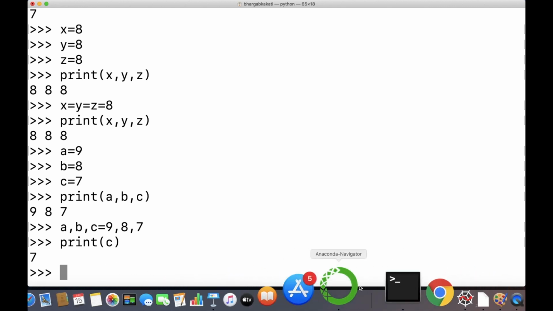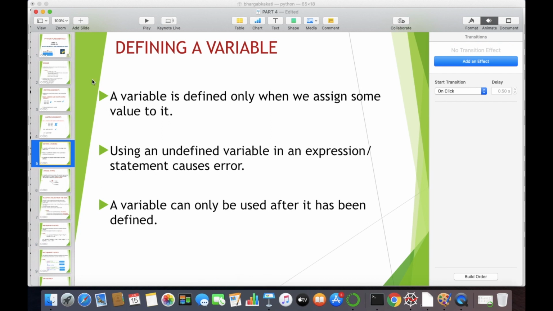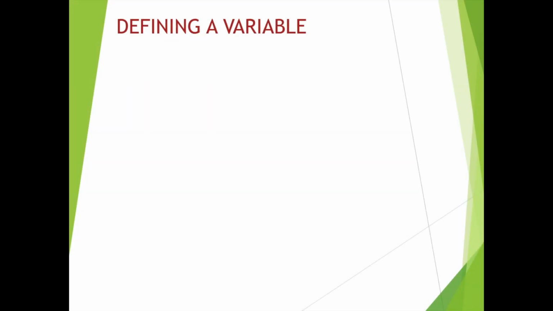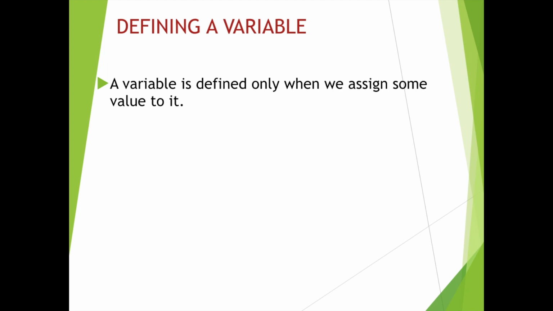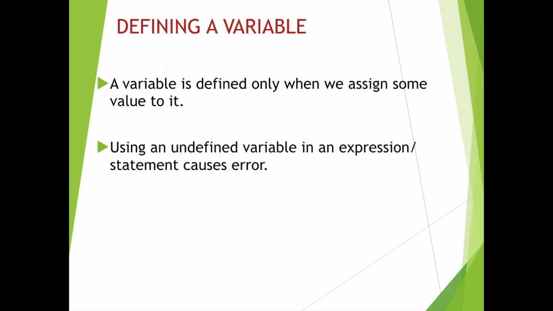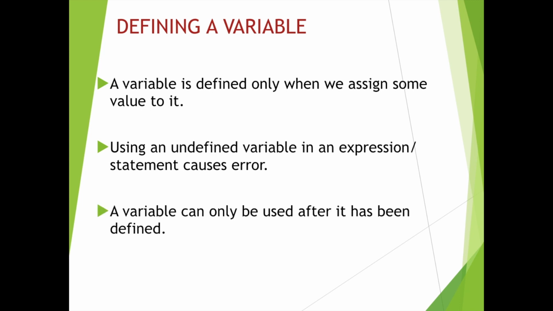Let's go to our next concept, which is defining a variable. So a variable is defined only when we assign some value to it. Okay, so in the Python programming language, we have to define the value first before using it. Using an undefined variable in an expression statement causes an error. So without defining a variable, we should not try to use it. A variable can only be used after it has been defined. Let's see what I mean by these statements.